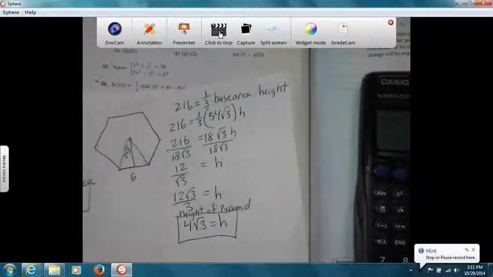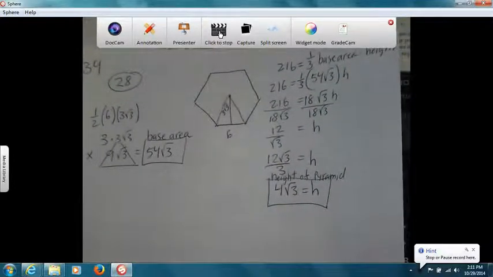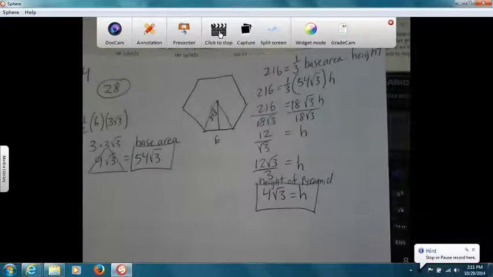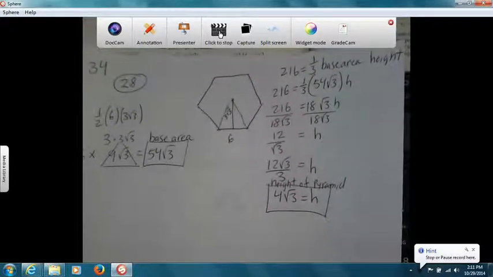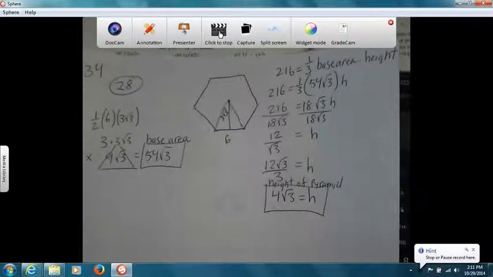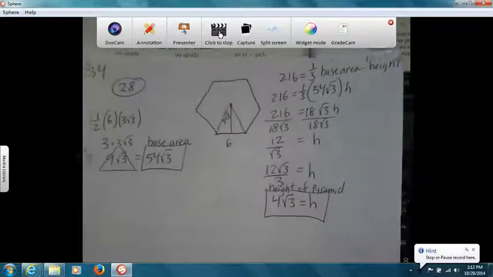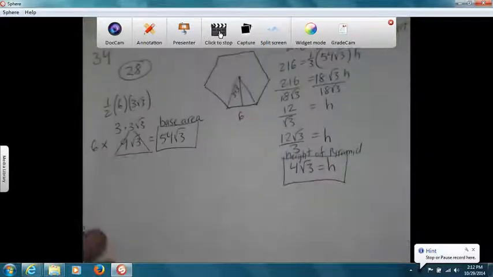Okay, so now I have two. I have the base area, and I have the height of the pyramid. My overall goal is to find the surface area of the whole pyramid. So maybe I have enough information now. For surface area, let me write something about surface area.